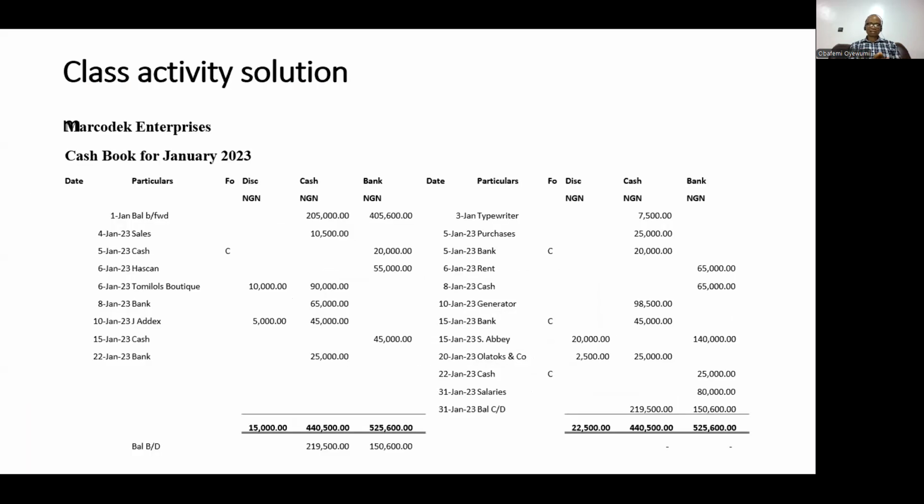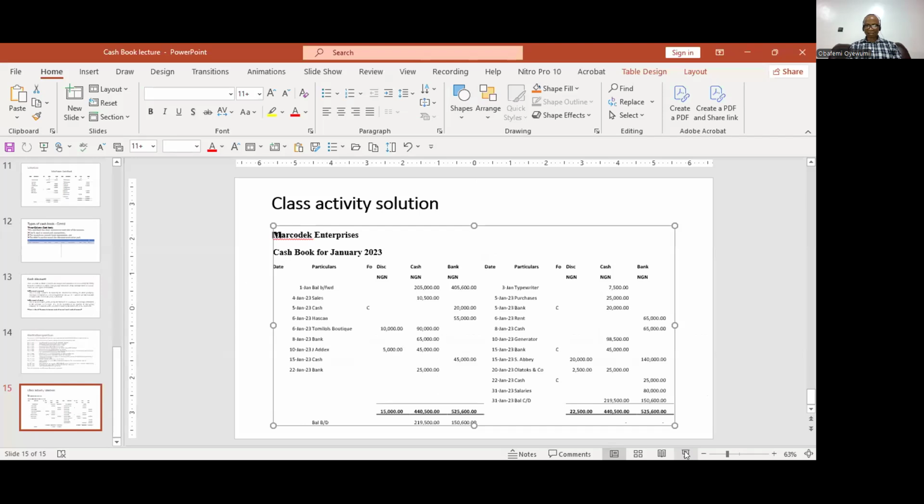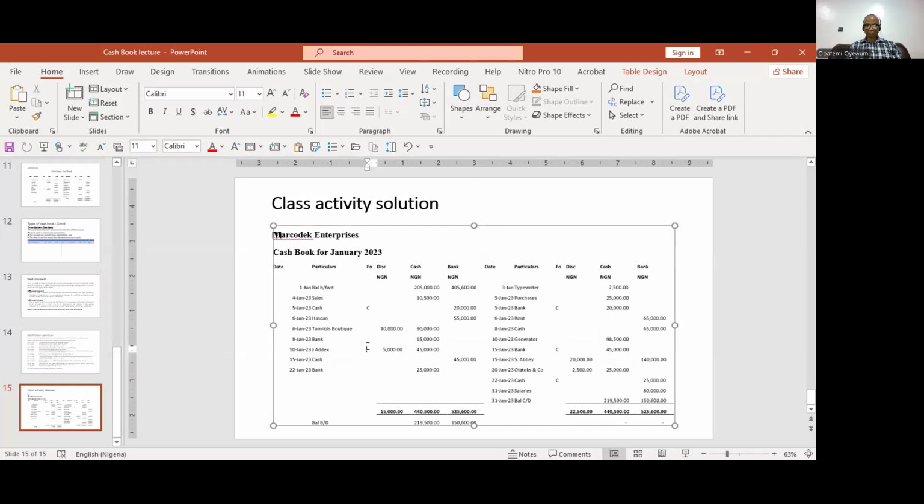So this is a solution as we have seen it right now, clearly stated and clearly done. From Excel, we brought it here. So we have also been able to introduce the concept of folio. That's talking about the concept of cash discount, discount received and discount allowed. Okay, so that's a C there, and then we also have a C here. It's important that we take note of that. So we're able to have all of this done here, and that will bring us to the end of this class related to cash book.